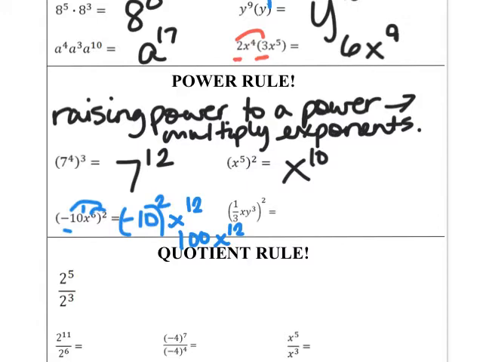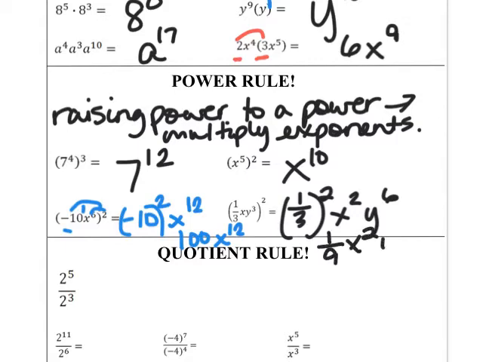All right, finally our last one. Let's just write that out in expanded form. So we have 1/3 squared, x squared, and y, 3 times 2 is 6. So now I can go ahead and multiply this out. 1/3 times itself, 1/3 times 1/3 would be 1/9 x squared y to the 6th. Okay?